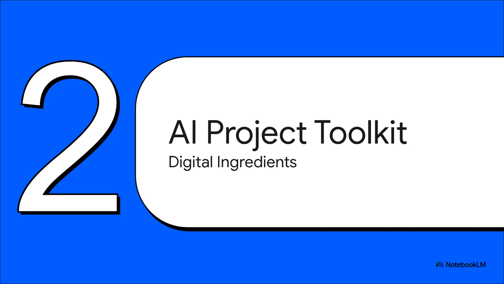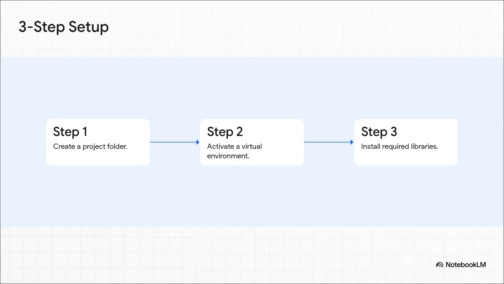And to make this really click, let's imagine we're opening a restaurant. Yeah, a restaurant. Before any cooking happens, you've got to set up the kitchen and get your ingredients, right? That's exactly what we're about to do with our code. Setting up our digital kitchen is a super quick three-step dance. First, we make a project folder. Easy. Second, we fire up a virtual environment.